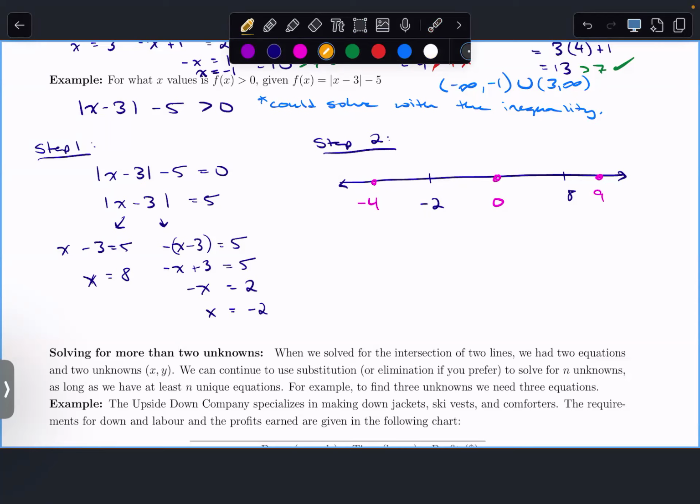So what do you get? You get the absolute value of x minus 3, minus 5. And I'm going to do the equal sign down here because I don't have a lot of room. The absolute value of negative 4 minus 3, minus 5: the absolute value of negative 7 is 7. So 7 minus 5 is 2, which is greater than 0.